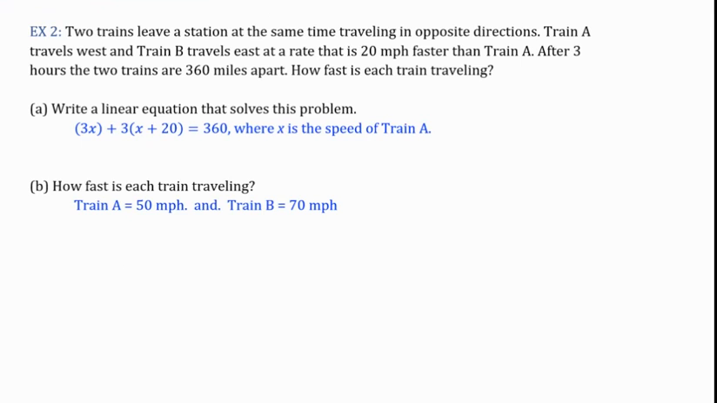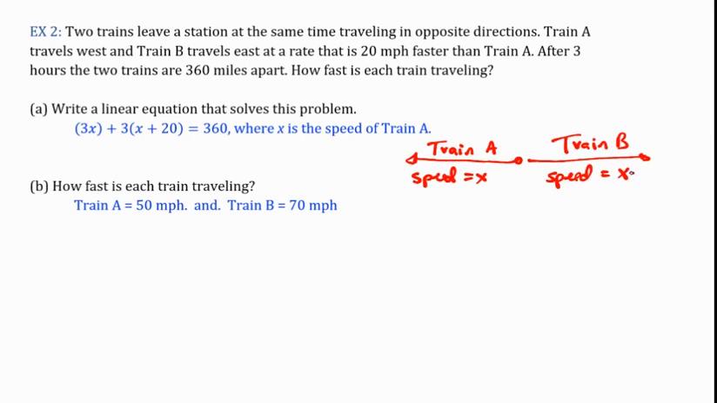Example 2 is a classic algebra problem. It states that two trains leave a station at the same time traveling in opposite directions. Train A travels west and train B travels east at a rate that is 20 miles per hour faster than train A. So we can say this is train A, and this is train B. For train A, we can say speed equals x. For train B, we can say speed equals x plus 20.